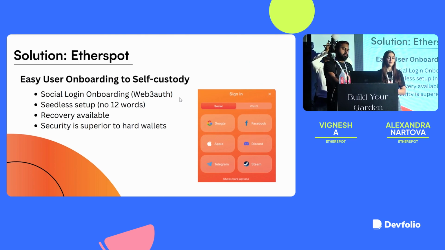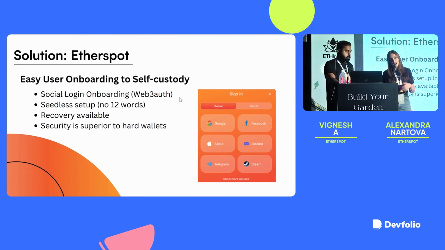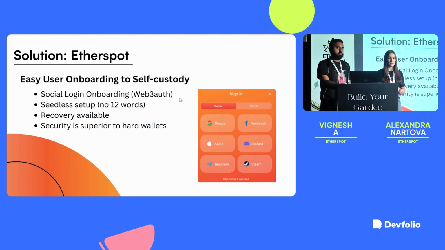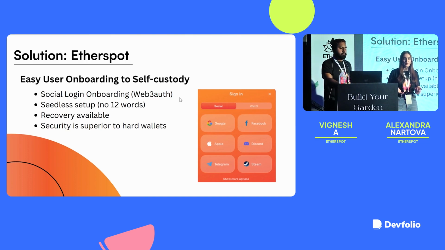And also Etherspot can deliver an easy onboarding to self-custody for your users. So they can get access to the smart wallets via their social media accounts or, for example, email address. And it means that they don't need to set up these seed phrases and keep them somewhere. And there is a recovery option as well, because they can just get access via their social media accounts as well. Smart wallets are more secure than hard wallets because you can simply lose the USB stick itself. And you will lose your funds.